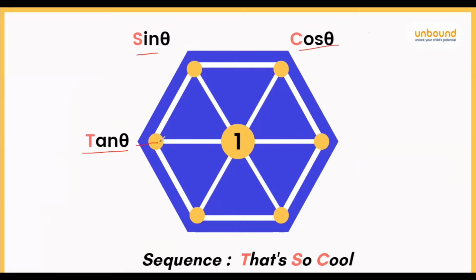So here you can see that I have placed 3 trigonometric functions. Now the starting point was this one, so this is placed as tan. Next is sine theta, and the third one is cos theta. Now if you're not able to remember which trigonometric function we need to start from, always remember this sequence: so cool. T is for tan theta, so number 1 will be for tan theta. S is for sine theta. And cool, C, will be for cos theta.